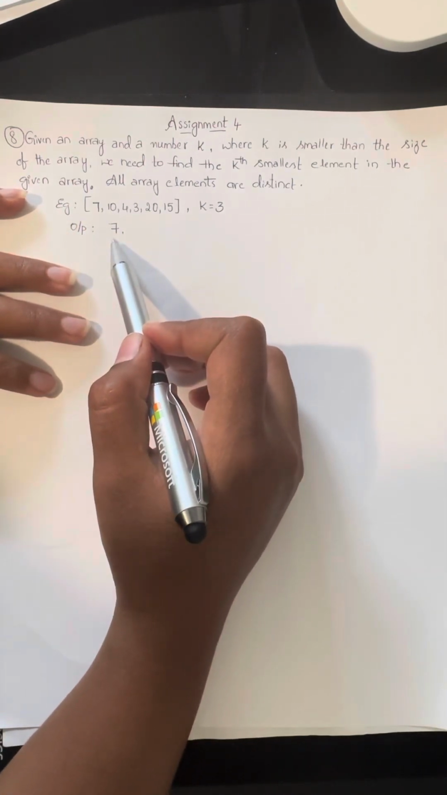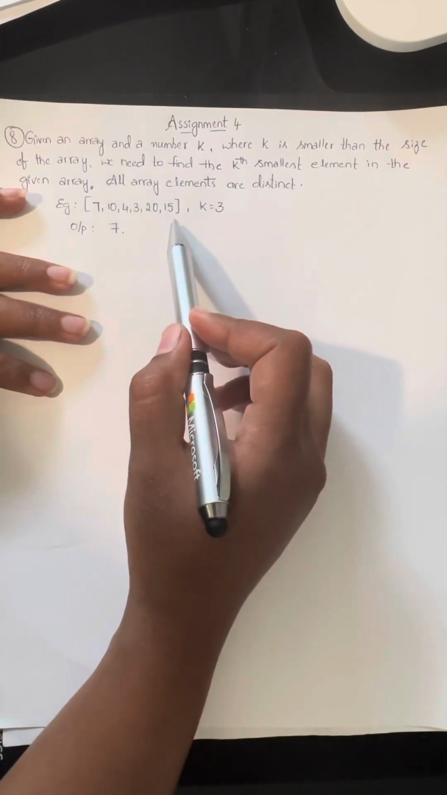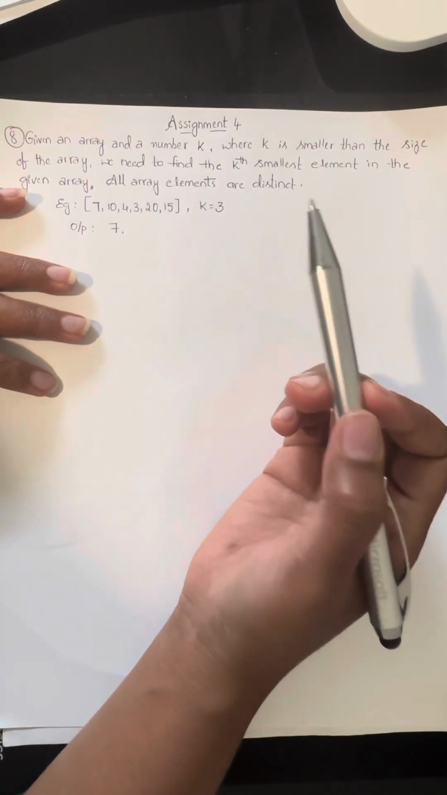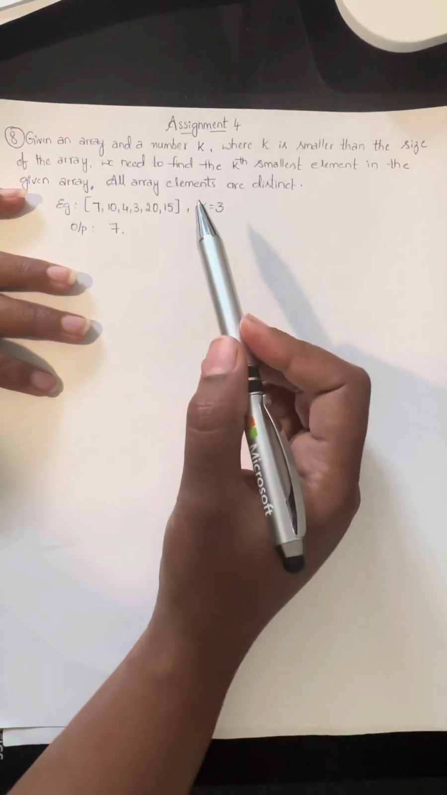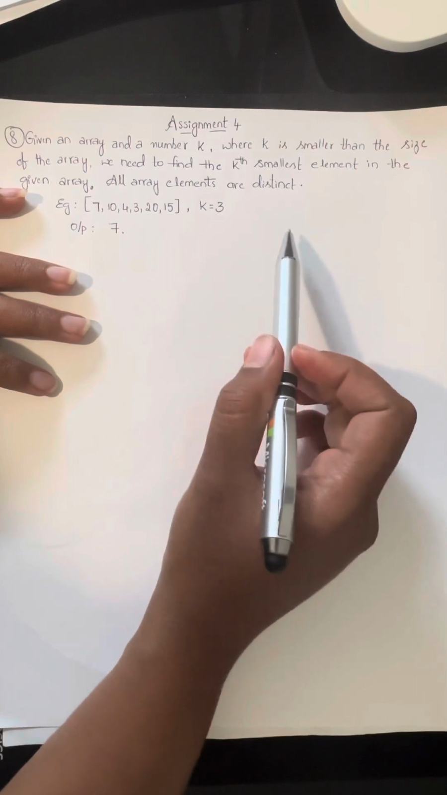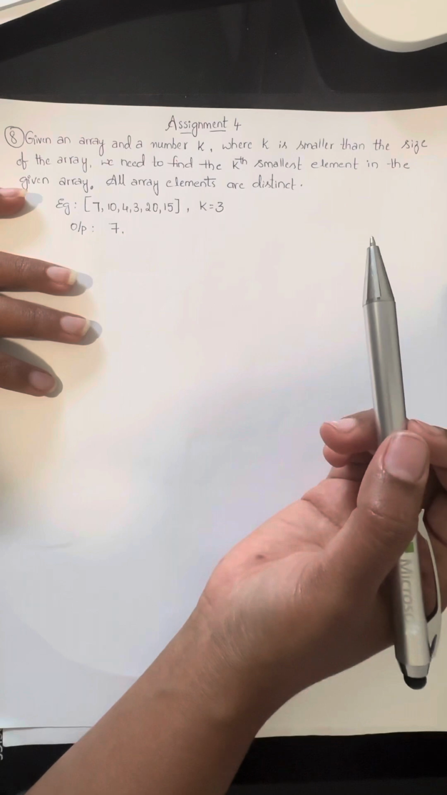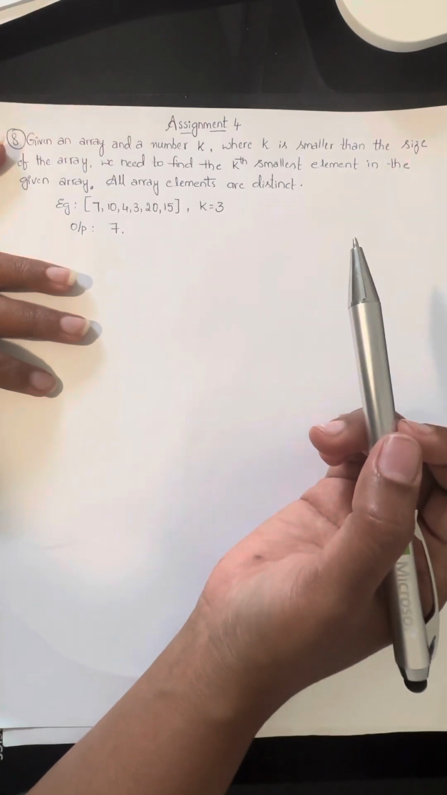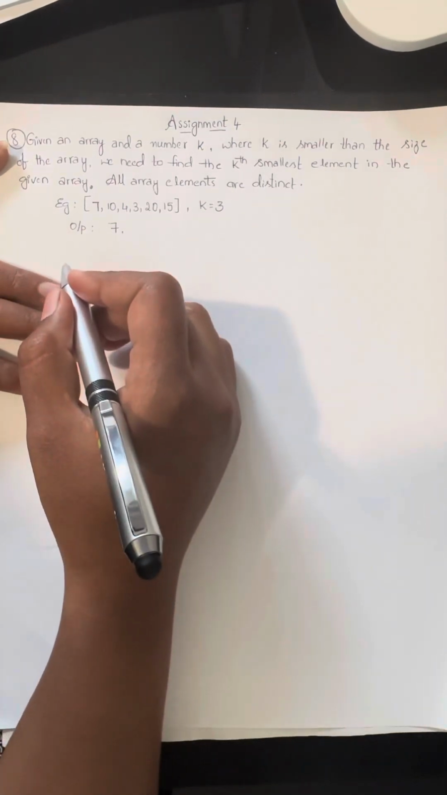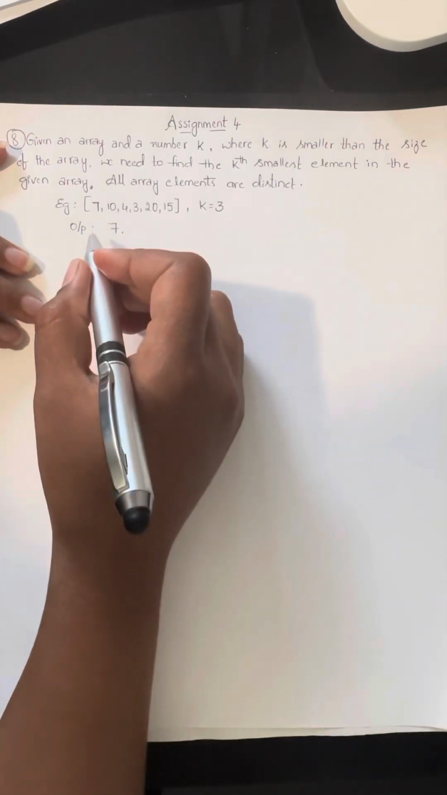To solve this problem, one way is we can sort the array using quicksort, which will have a time complexity of n log n, and we do not need any extra space for that. So the space complexity would be big O of 1. But in order to reduce the time complexity, I'm going to use the Maxheap. So first I'll implement the Maxheap and then I'll explain it with the example.